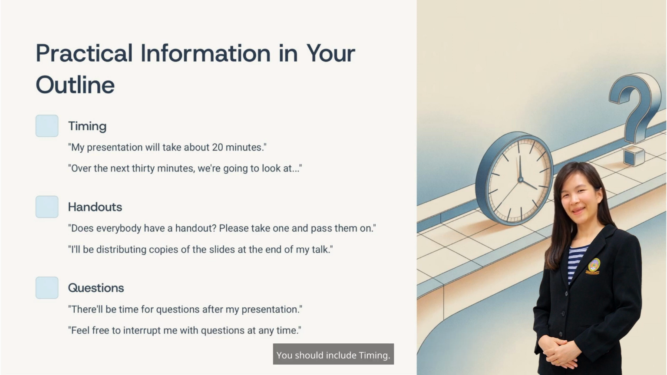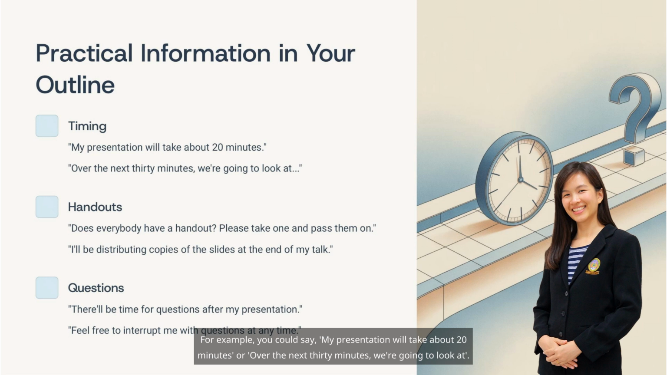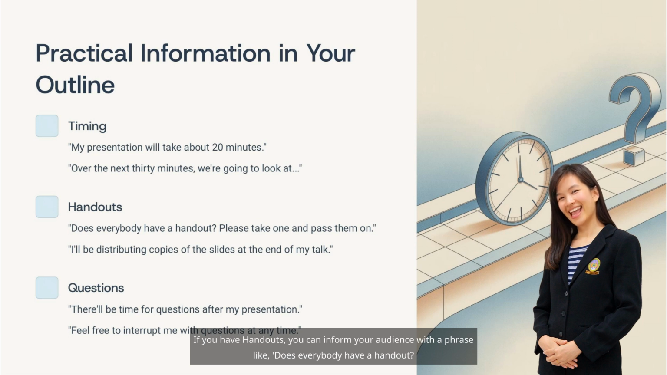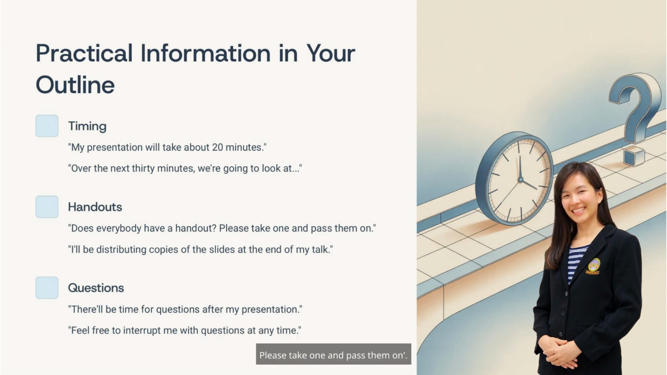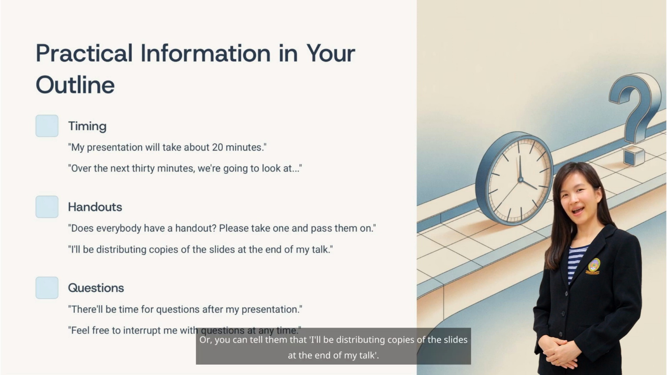A professional outline also includes practical information that sets clear expectations for your audience. You should include timing. For example, you could say, "My presentation will take about 20 minutes," or "Over the next 30 minutes, we're going to look at." If you have handouts, you can inform your audience with a phrase like, "Does everybody have a handout? Please take one and pass them on." Or you can tell them that you'll be distributing copies of the slides at the end of your talk.